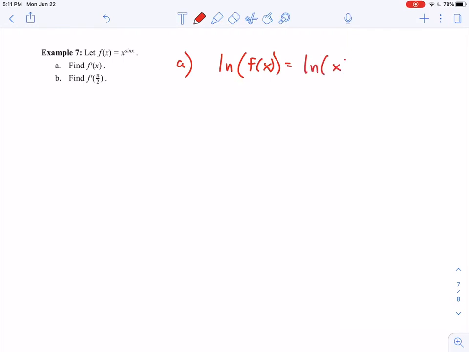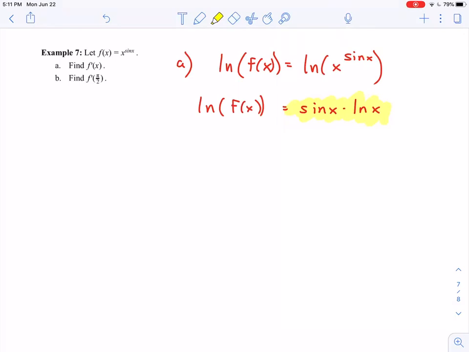Natural log of x to the sine of x power. I'm going to use properties of logarithms again to split that right-hand side up. So on that right-hand side, I'll have sine of x times natural log of x. On the left-hand side, natural log of f of x. So now I've simplified this right-hand side as much as I possibly can, just like we've done before.